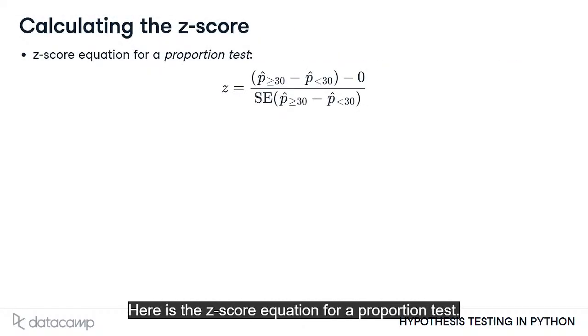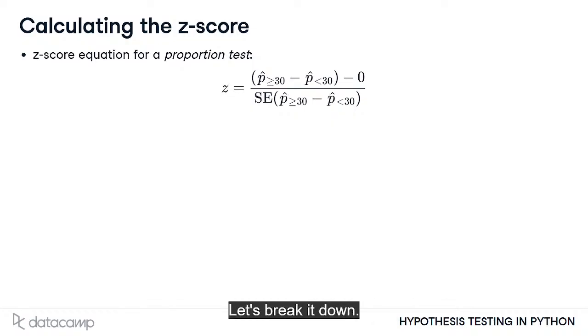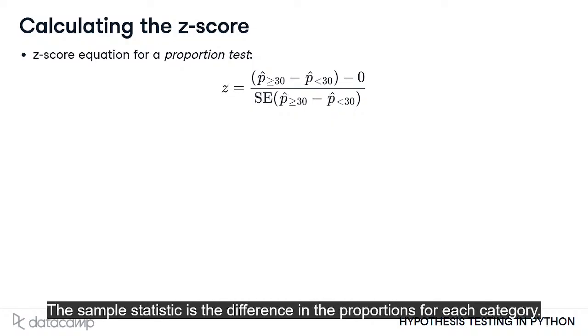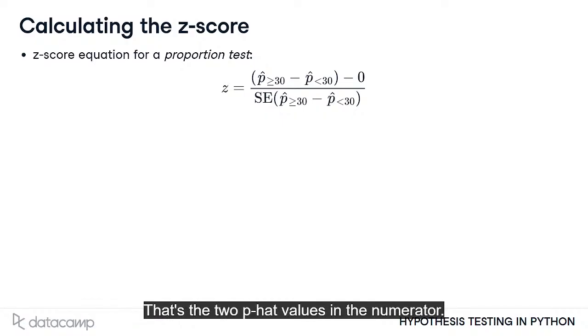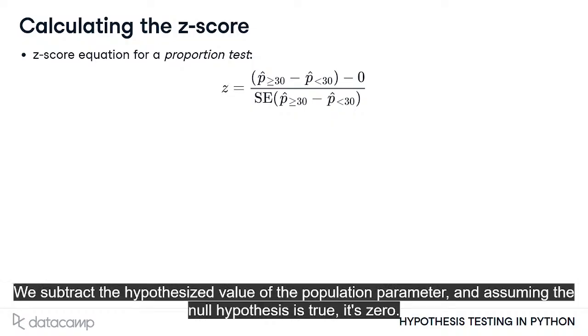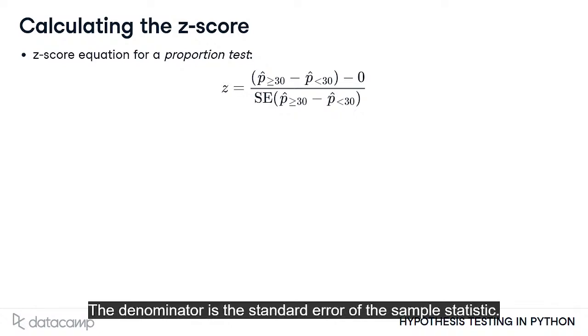Here is the z-score equation for a proportion test. Let's break it down. The sample statistic is the difference in the proportions for each category. That's the two p-hat values in the numerator. We subtract the hypothesized value of the population parameter, and assuming the null hypothesis is true, it's 0. The denominator is the standard error of the sample statistic.